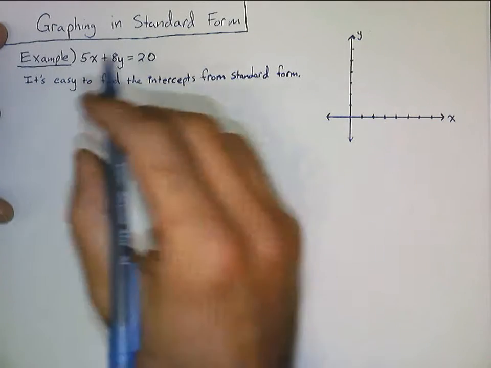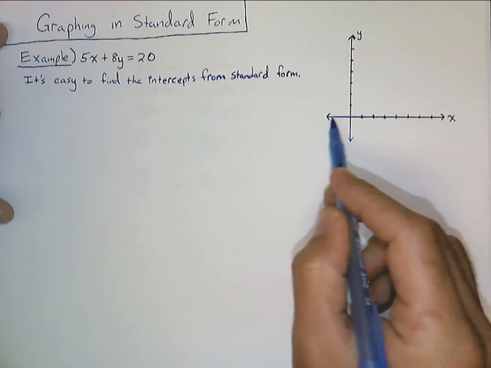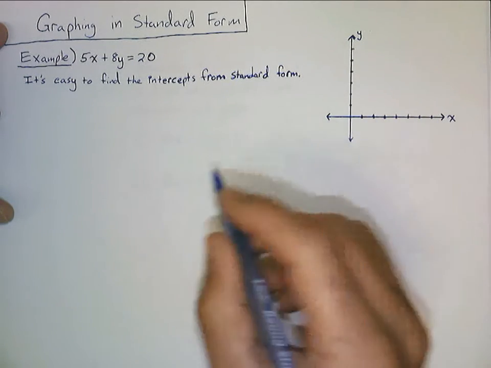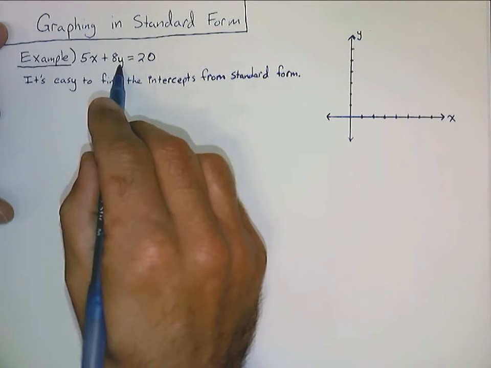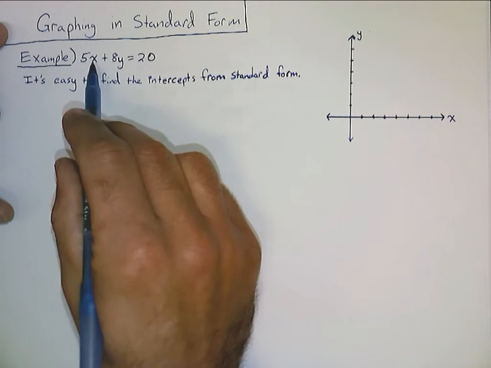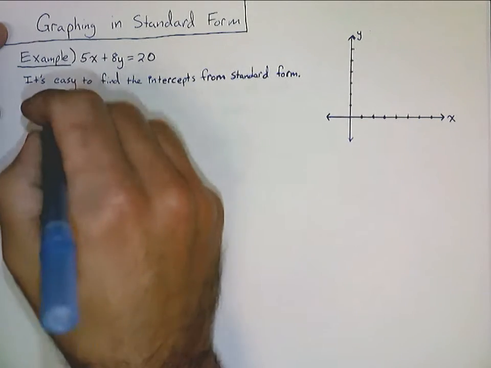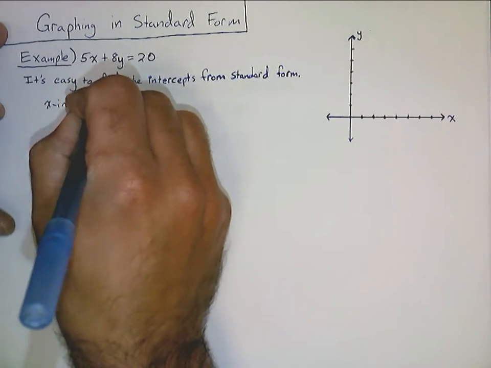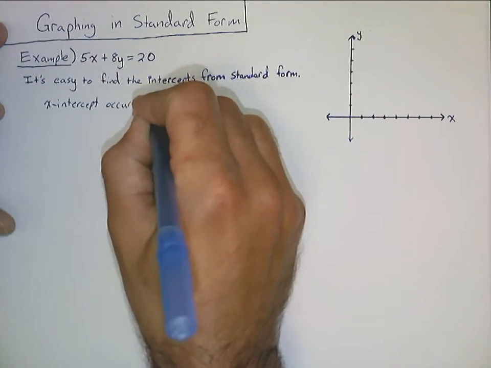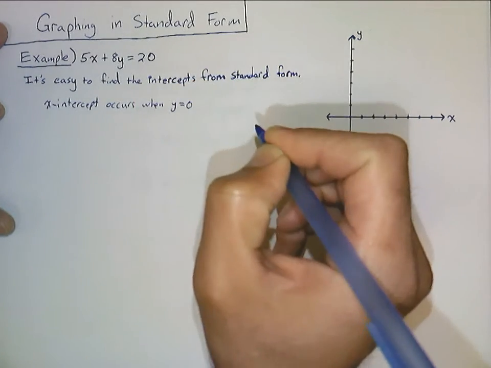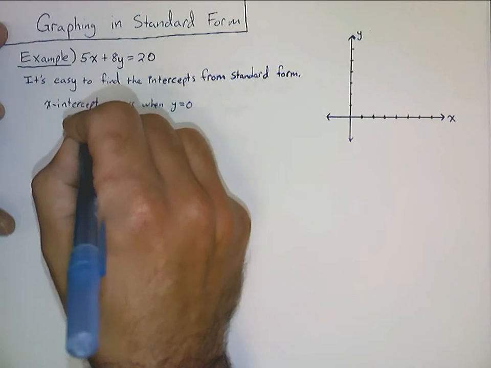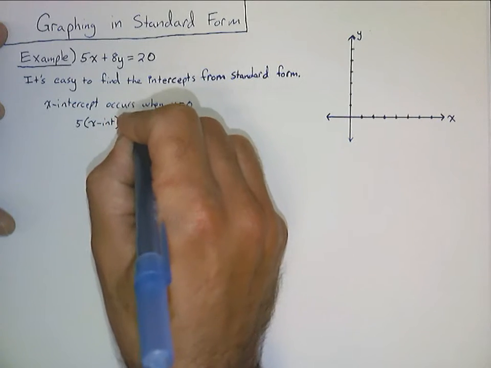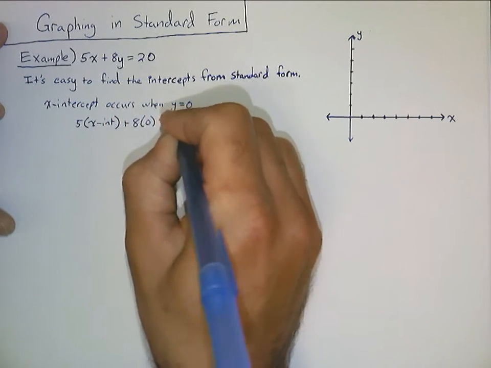So first off, we know the x-intercept, where the line intersects the x-axis. Well, the y-coordinate of any point on the x-axis is 0. So if we take this equation and replace the y with 0, the x will have to be the x-intercept. So basically the x-intercept occurs when y equals 0. Meaning that 5 times the x-intercept, I'll just abbreviate that int, plus 8 times 0 has to be 20.